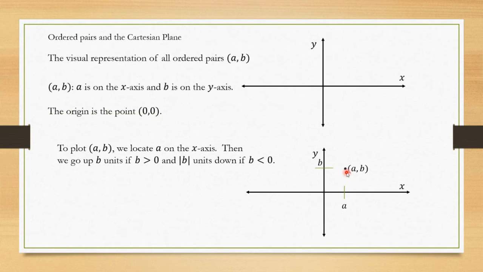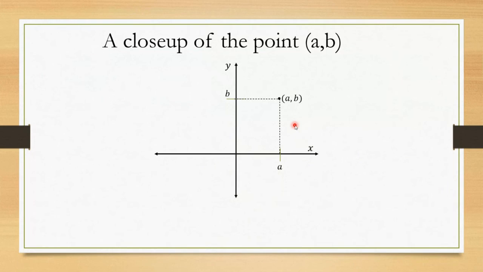If we were to zoom in on this point, this is what would be happening. We locate A on the x-axis, and here B is positive, so we're going to move up B units. And that's how we get to the point (A, B).